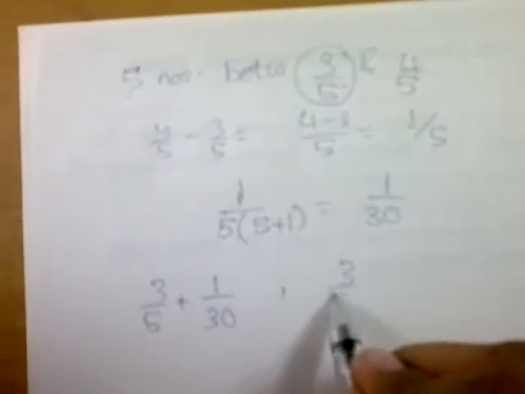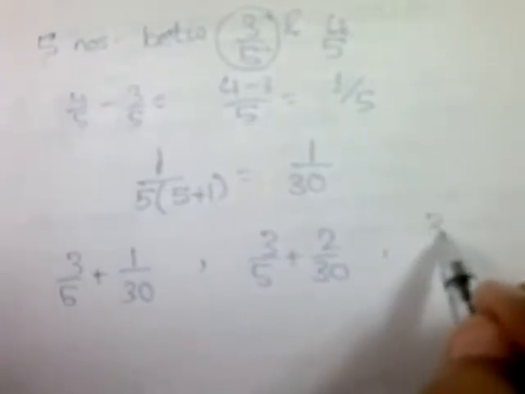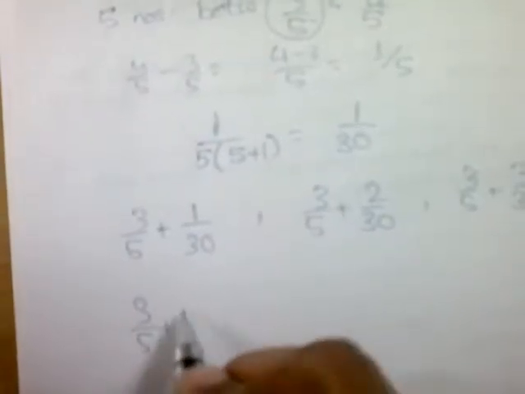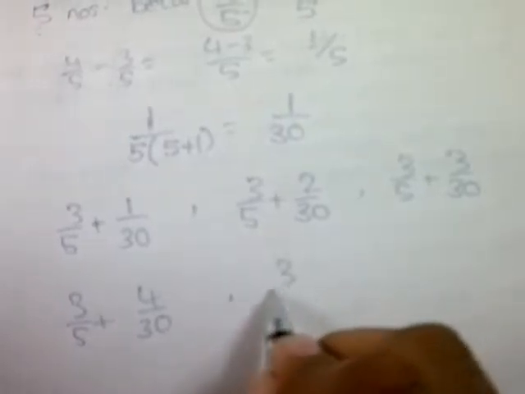And then go to 3 by 5 plus 2 by 30. You get your second number. 3 by 5 plus 3 by 30, you get your third number. 3 by 5 plus 4 by 30, you get your fourth number. And finally 3 by 5 plus 5 by 30 will give you your last number.